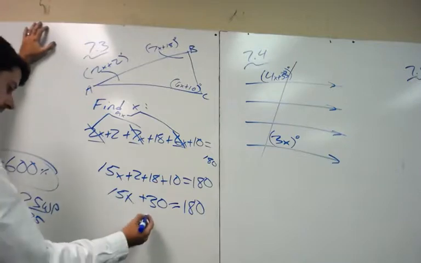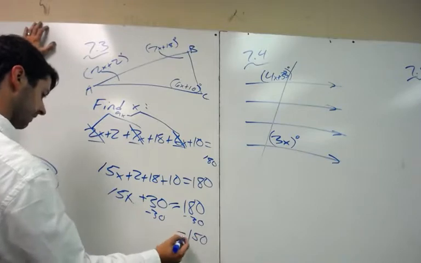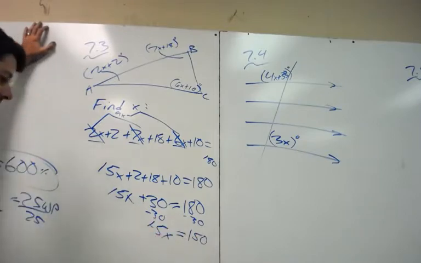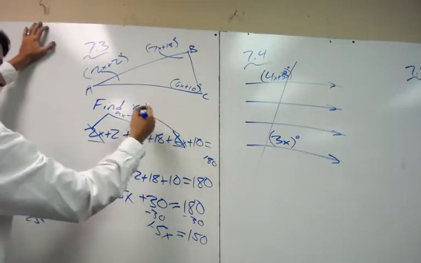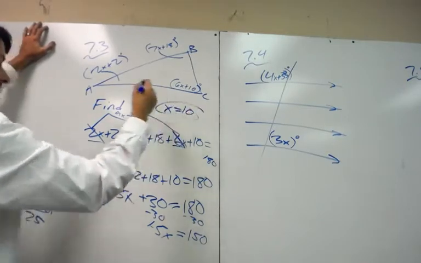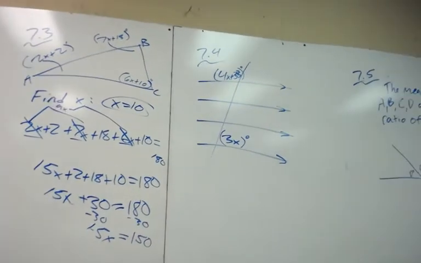Now, subtract the 30. 150 equals 15x. X is 10. Right here. So that's the triangle sum theorem. Just a little refresher from geometry.